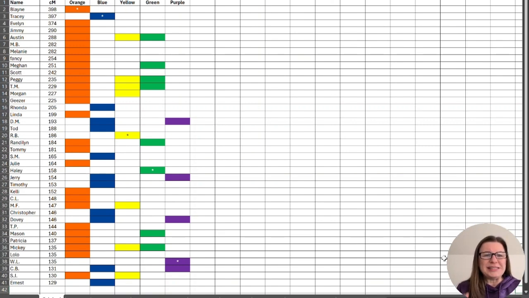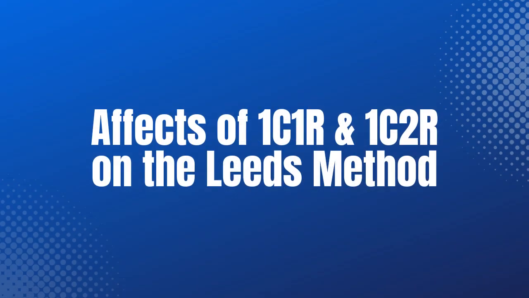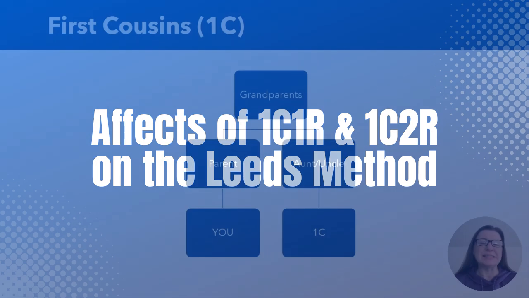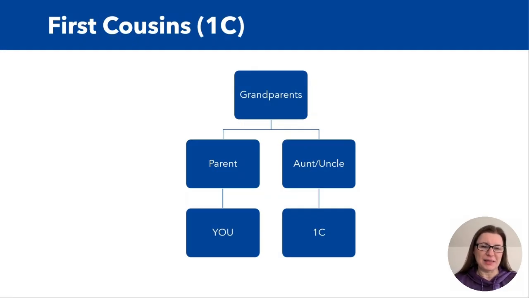And so let's talk about first cousins and first cousins once removed and how those can affect the Leeds method. So let's look at first cousins and first cousins once and twice removed and see how those can affect the Leeds method. So here's a diagram of first cousins. Of course, first cousins share a pair of your grandparents with you.